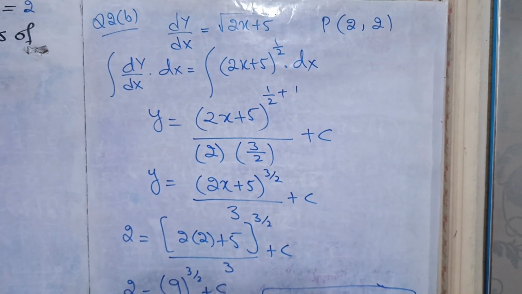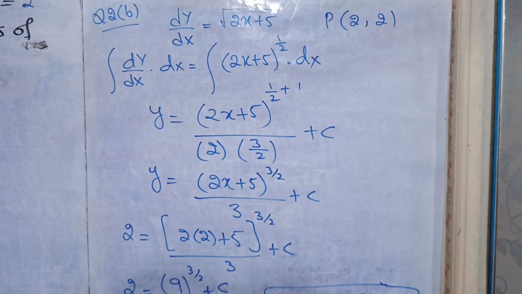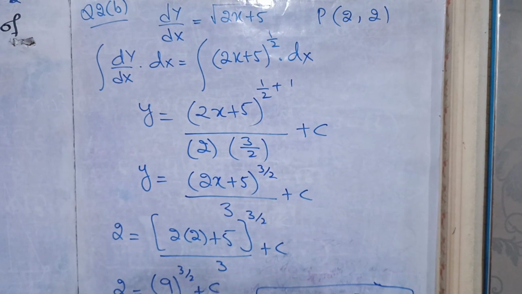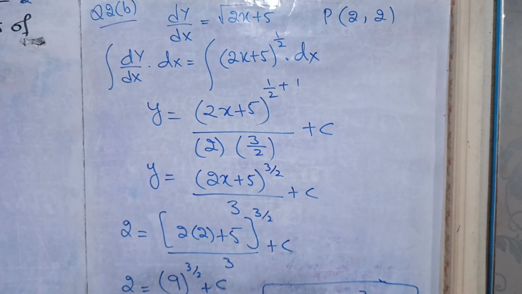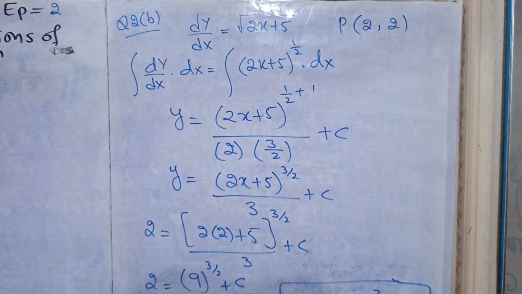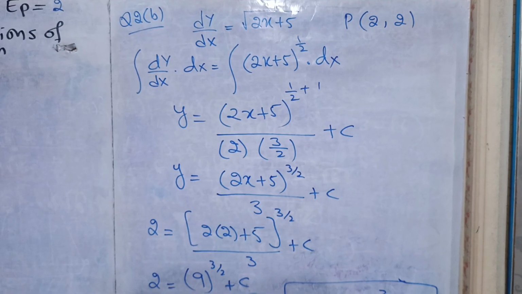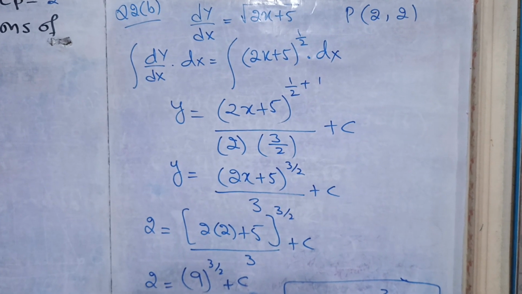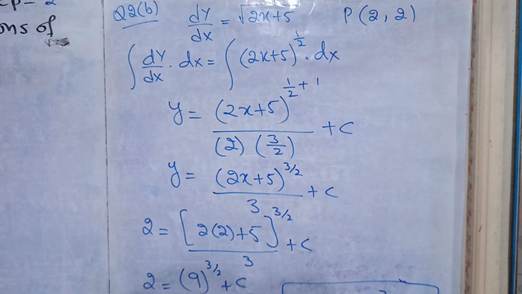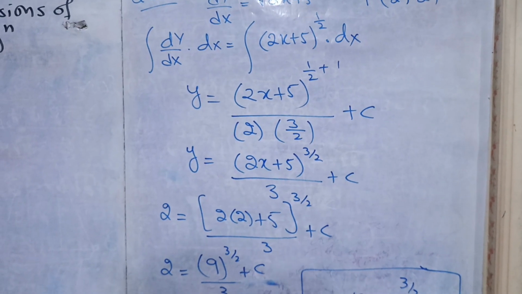So y will become y is equals to (2x plus 5) raised to power 3 by 2, whole thing divided by 3, and plus c. We know that the curve is passing through the point P, which is 2 comma 2. Its coordinates are 2 comma 2. So in the place of x, I will substitute 2. In the place of y, I will also substitute 2.